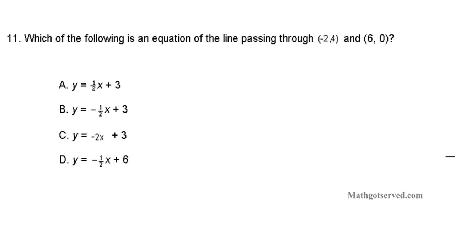All right, in question 11, it says, which of the following is an equation of the line passing through (-2, 4) and (6, 0)? So to do this, we're going to have to write down the equation of a line. There are two formulas you need to know in order to do this, okay?